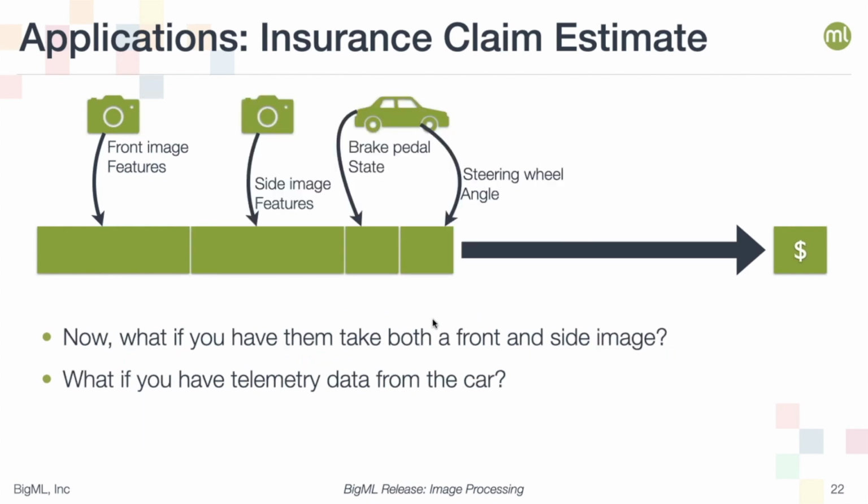But now you see that CSV there and you say, what else could we do? Well, there's no reason we can't have two different images of the car, right? We would just add another column to the CSV with the other car image. So now we have two images that we can assign to a dollar amount. What about if you have telemetry data from the car? What if you have the state of the brake pedal or the angle of the steering wheel? Is that going to impact how much you think the accident is going to cost to repair?